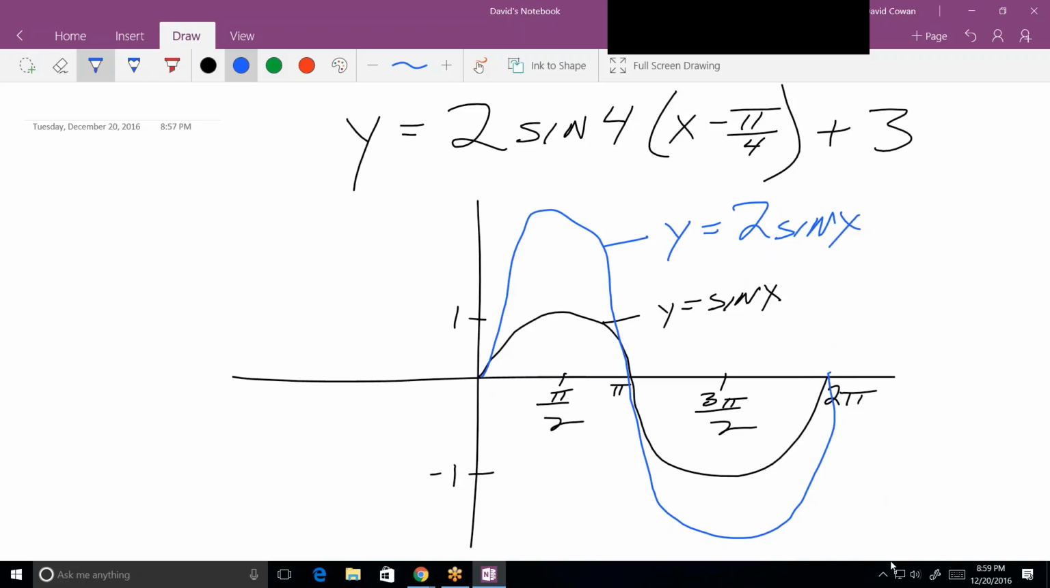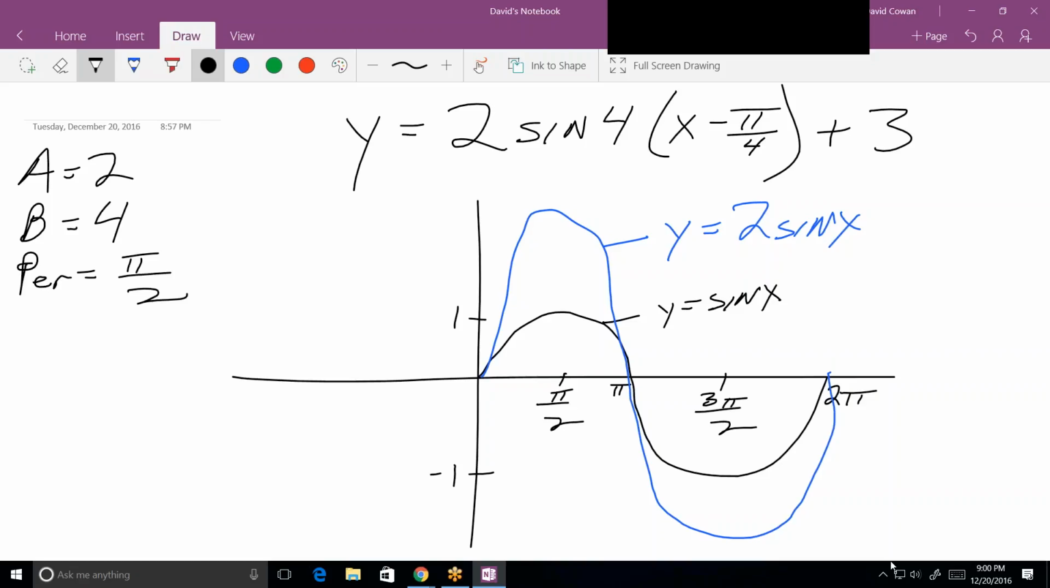Now, in green, I'm going to graph y equals 2 sine of 4x. Well, 4 is outside the parentheses, so let's list a is equal to 2. What's b equal to? 4. What's the period equal to? 1/2 pi over 2. Okay.